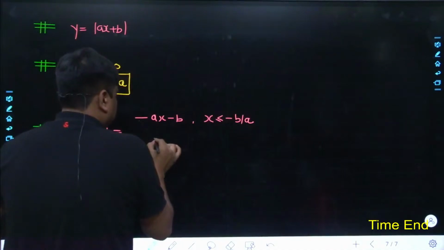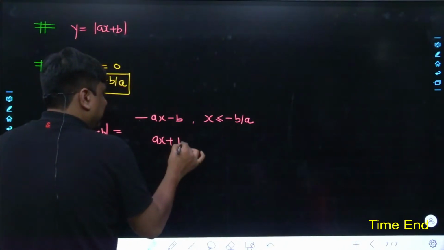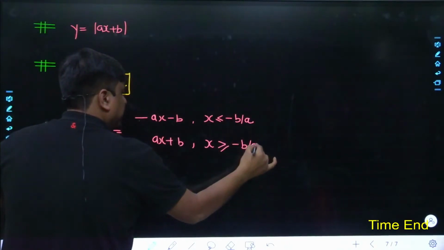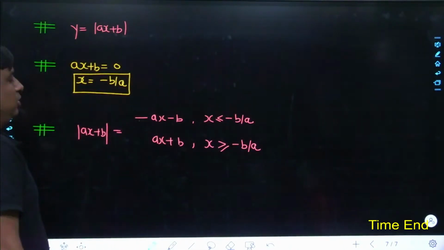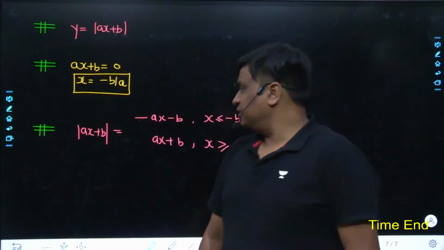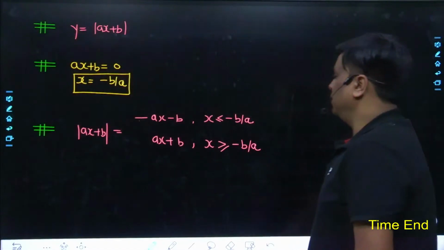And here it becomes ax plus b, minus b by a. So from here onwards, nobody should have any kind of doubt. If you had been dealing with a linear function, straight away you can do so. Let me do one thing.